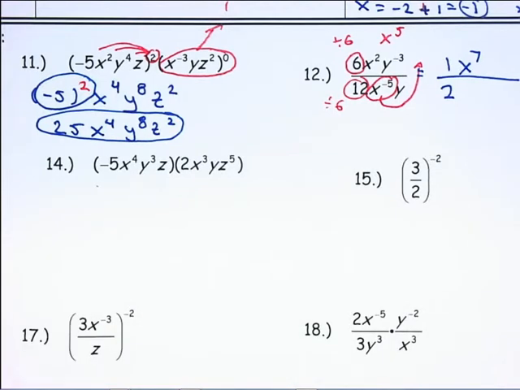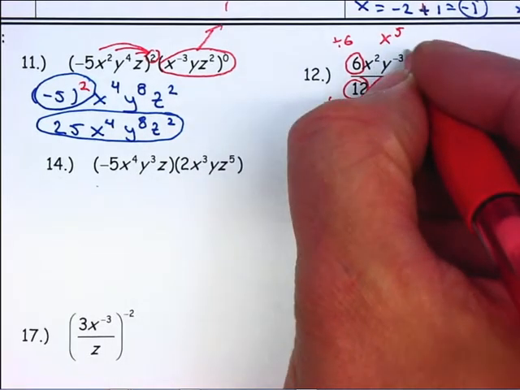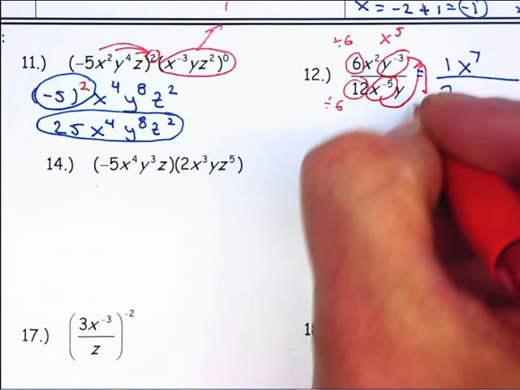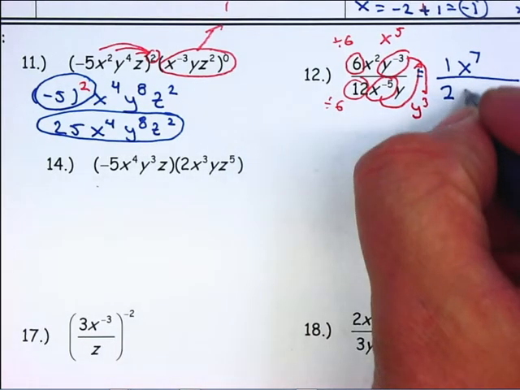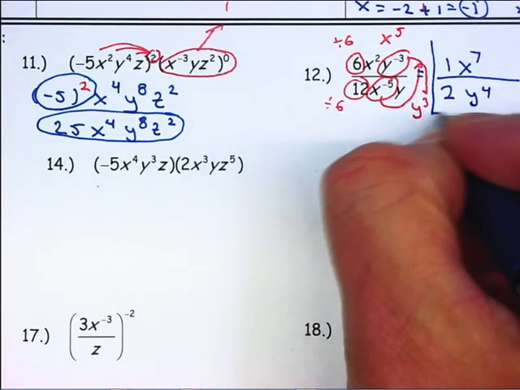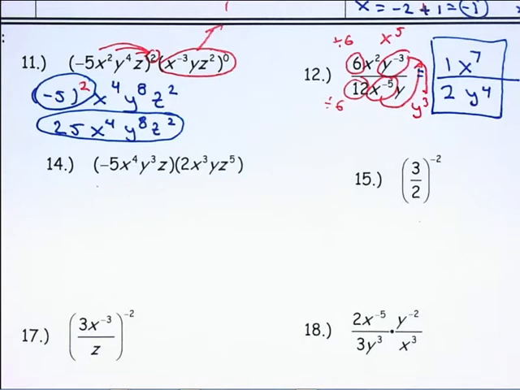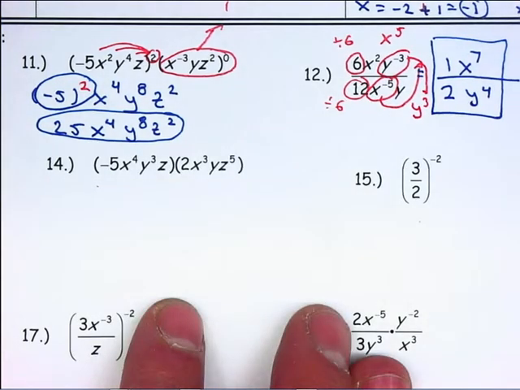Now, I also notice that there's a y that has a negative exponent. So I'm going to bring it down, and that's going to become y to the 3rd. So how many y's do I have? 1, 2, 3, 4. So y to the 4th. And that'll be it. Let's do one more problem.